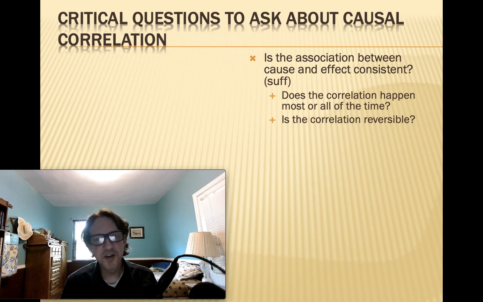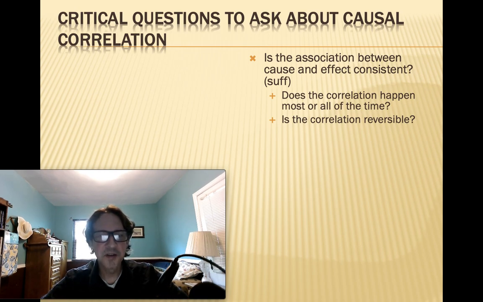First, is this sufficient? Is the association between cause and effect consistent? Maybe in other countries or in certain states, there was an increase in imprisonment and not a reduction in crime. So does it happen most of the time or all of the time? Also, is it reversible? That is, if we reduced prisons, would crime go up? If we reduce prisons and crime didn't go up, then maybe there's not sufficient evidence to prove that point.